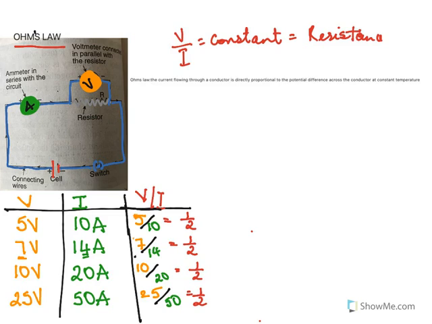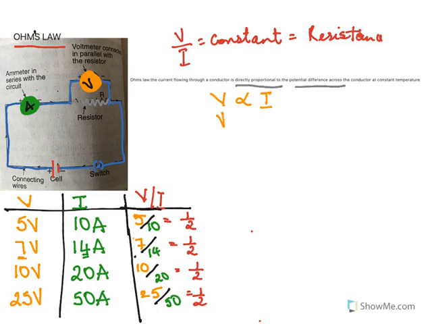Here is Ohm's law. The current flowing through a conductor is directly proportional to the potential difference. What do you mean by directly proportional? More is the potential difference, more is the current. So we just write it out. We have here V, potential difference, directly proportional to current.